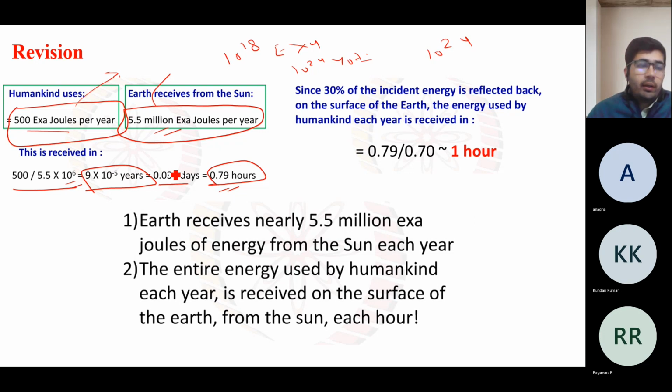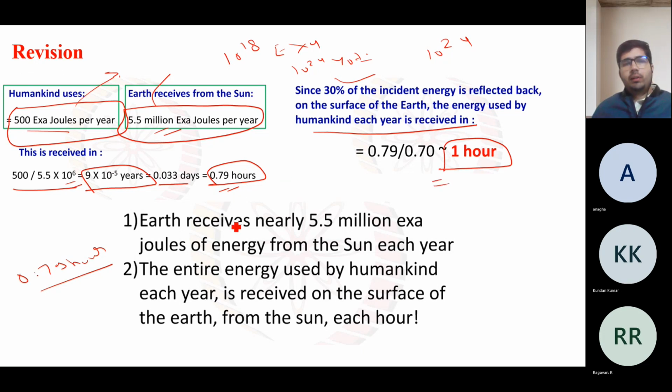All humankind on the earth is using 500 exajoules of energy per year, and we are receiving this energy from the sun in just 0.79 hours. And suppose you are considering an efficiency of 30%. Since 30% of the incident energy is reflected back from the surface of the earth, only 70% is coming in. So divide this by 0.70, and it's around 1 hour.